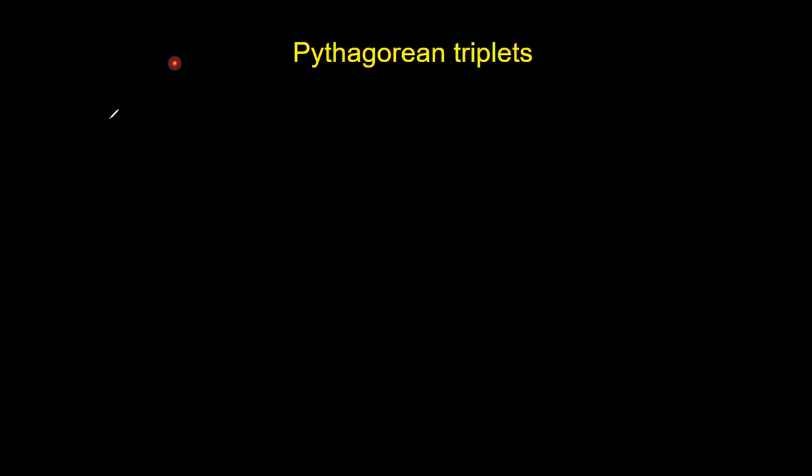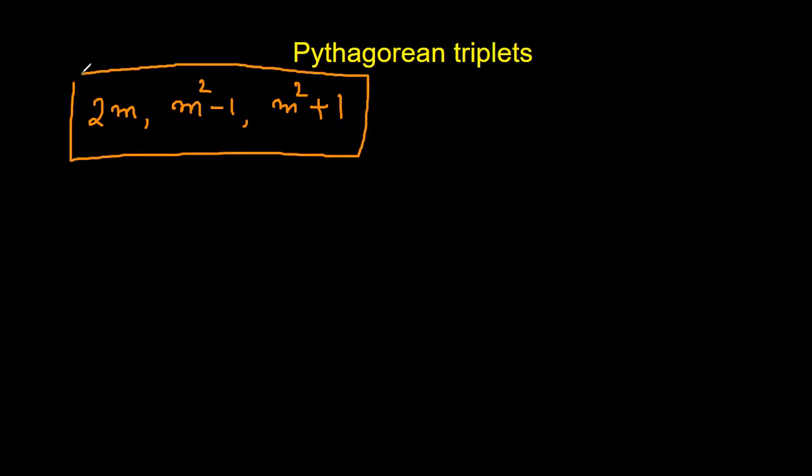All right. I will request you to consider these three algebraic terms: 2m, m square minus 1, and m square plus 1. And we are going to prove that they form a Pythagorean triplet. First of all, note down that they always form a Pythagorean triplet for m greater than or equal to 1, because we want to take only natural numbers. So we are starting with m greater than or equal to 1.